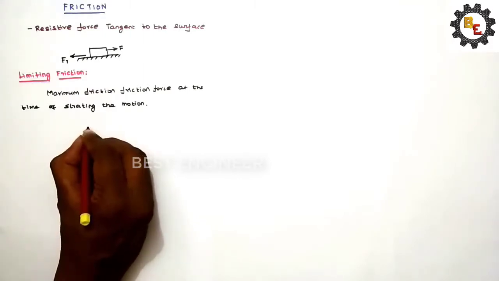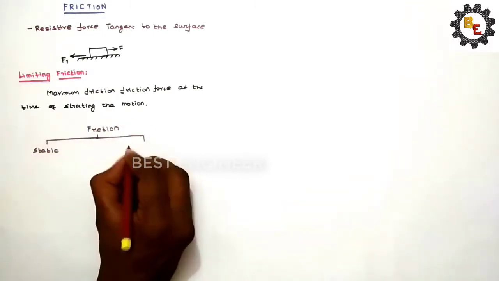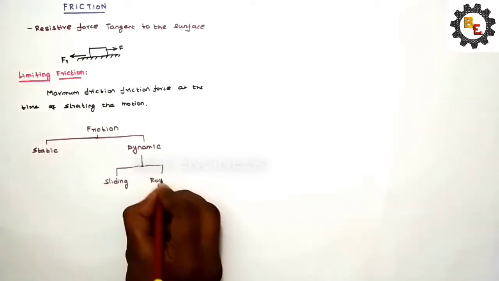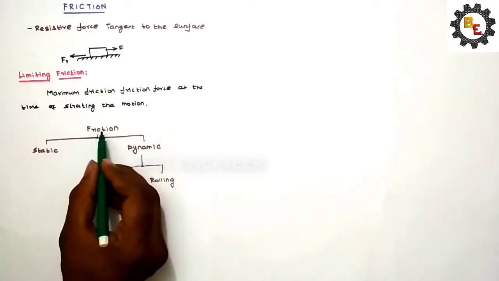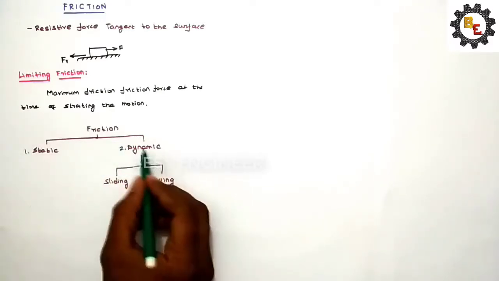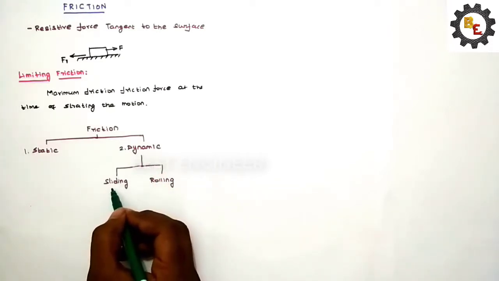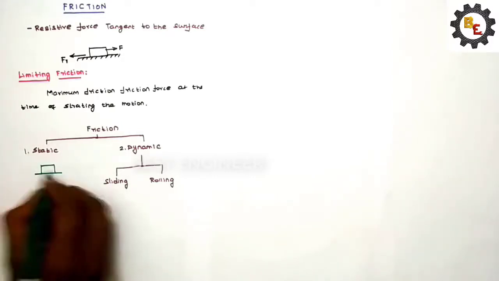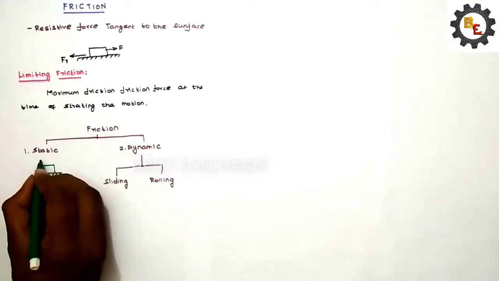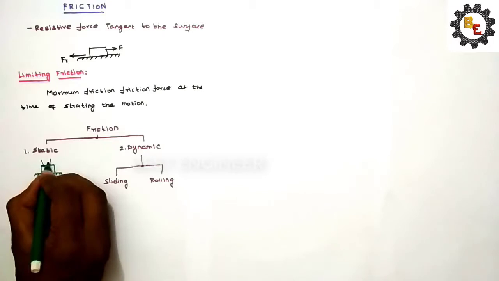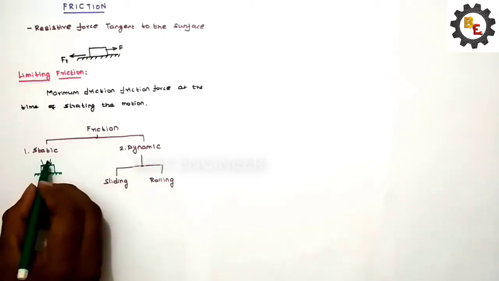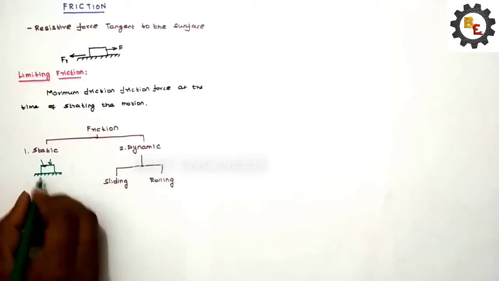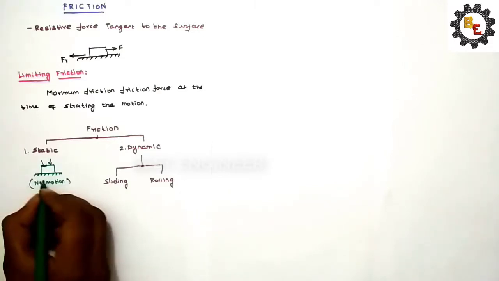Let's see the classification of friction. This is the classification of friction. Friction is generally classified into two categories. First one is static, second one is dynamic. Dynamic friction is classified into two, that is sliding friction and rolling friction. Static friction is the friction when there is no motion. The object is on the surface, there are a number of forces acting over this body. The force experienced by the body and the external forces when there is no motion, that is called static friction.